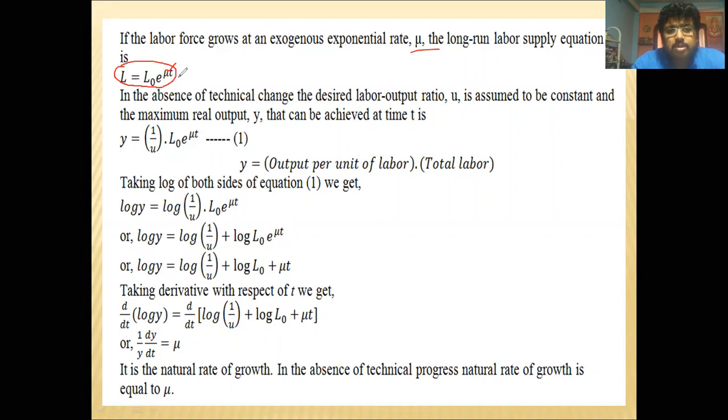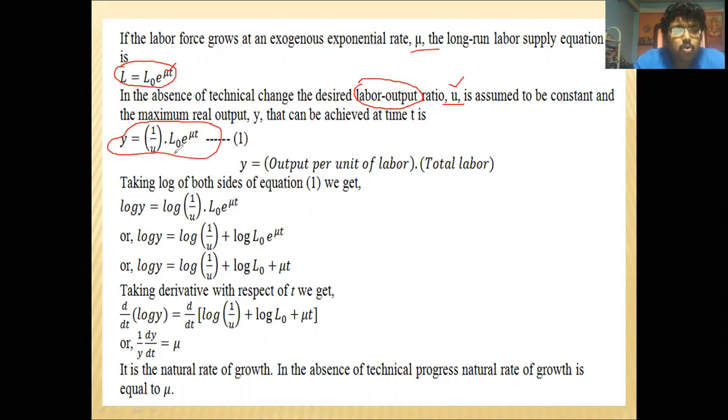So in the absence of technological change, the desired labor output ratio is U. The labor output ratio, you should remember it, means the required labor per unit of output. It is indicated by U and it is constant. And so the maximum real output that can be achieved is represented by equation 1.